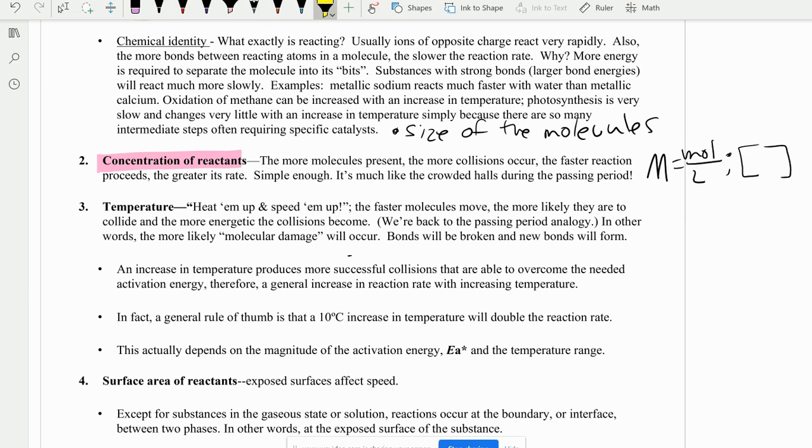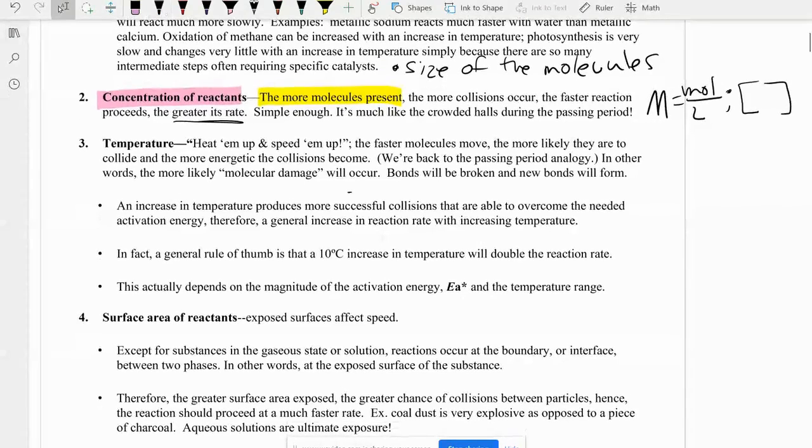So obviously, it makes sense that the more molecules you have present, the more collisions those reactants will have, and the faster the reaction will proceed. Therefore, if you increase the concentration of the reactants, generally speaking, you're going to have a greater rate. Think of the passing period at Eagle Crest High School in the hallways and how crowded it gets, compared to what it's like when everybody's in class. The higher the concentration of students, the more often and frequently people are bumping into each other.